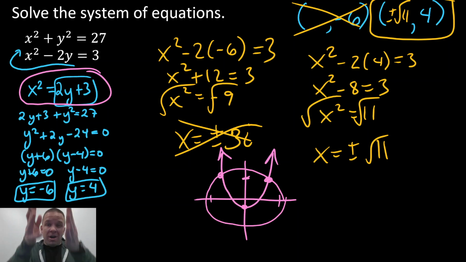It could happen if this graph was lower. It could intersect the graph of a circle 4 times. But in this particular one, because of how it's positioned on the graph, we only get 2 real solutions.